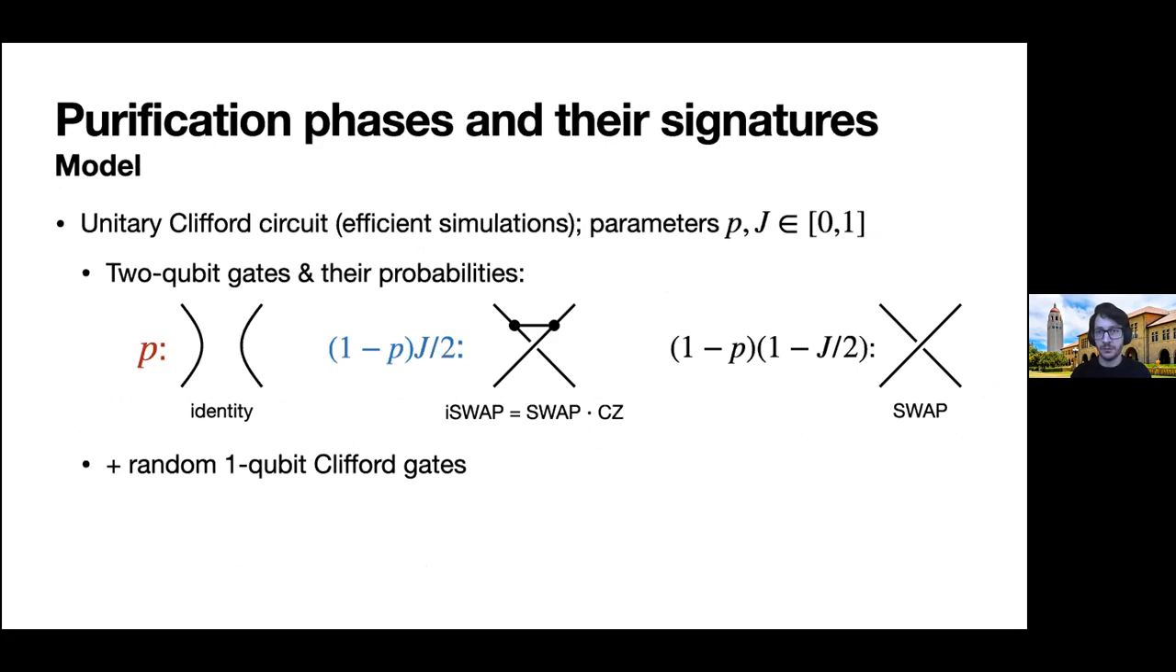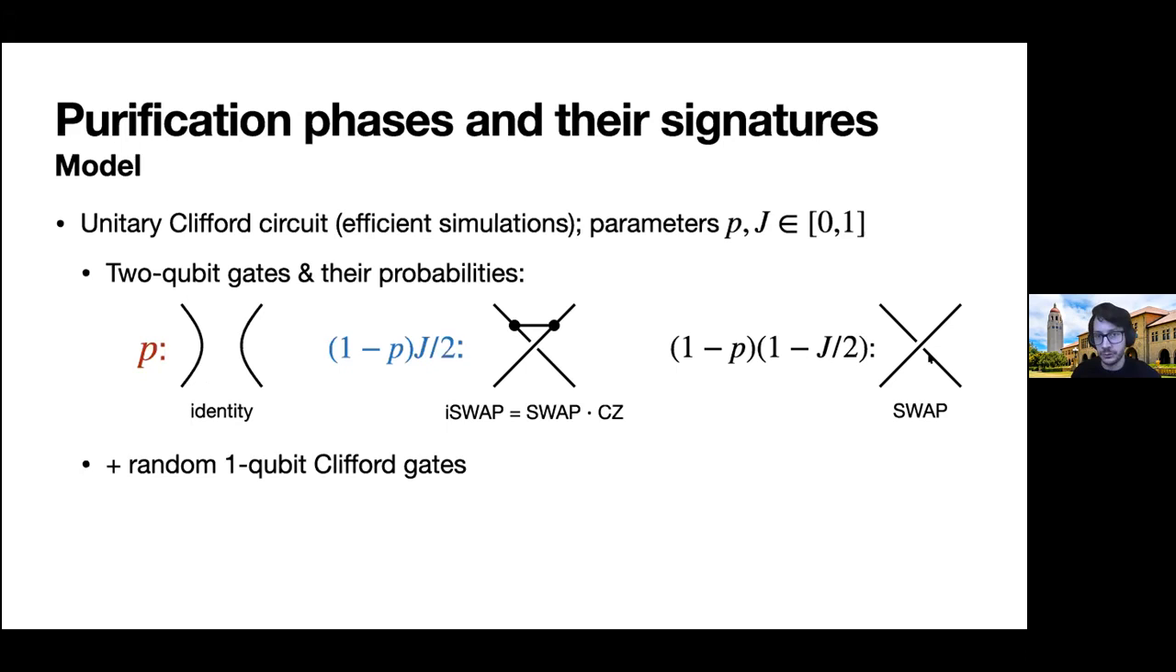So the first model we've looked at is a Clifford circuit. Obviously, we choose it because it's efficiently simulable. And we pick two parameters, two probabilities, P and J, that select the frequency of these different two-qubit Clifford gates that you are allowed to apply. So P sets the probability of applying the identity, which, again, dualizes to a Bell measurement, whereas in the other cases, you pick one of these two gates, which are dual unitary, so they flip to themselves. They happen to be equal to their space-time duals.